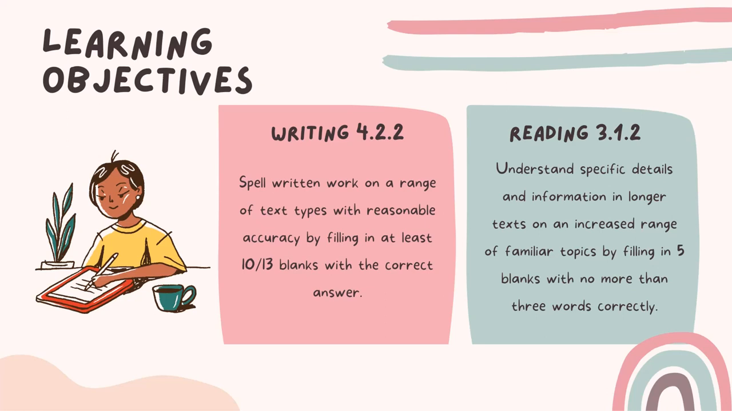For writing, the skill that we are going to practice is writing 4.2.2, which is to spell written work on a range of text types with reasonable accuracy by filling in at least 10 out of 13 blanks with the correct answer. Meanwhile, for the reading skill, we are focusing on reading skill 3.1.2, which is to understand specific details and information in longer text on an increased range of familiar topics by filling in 5 blanks with no more than 3 words correctly. So are you ready? Let's head into our lesson.